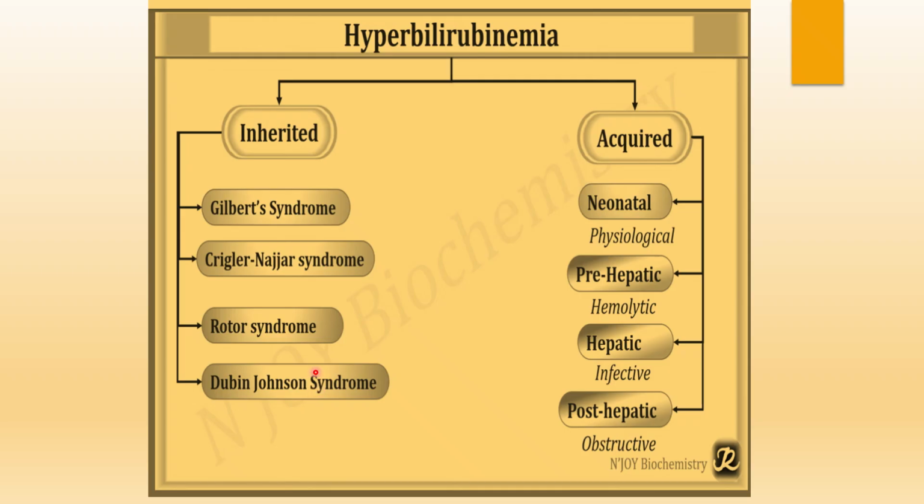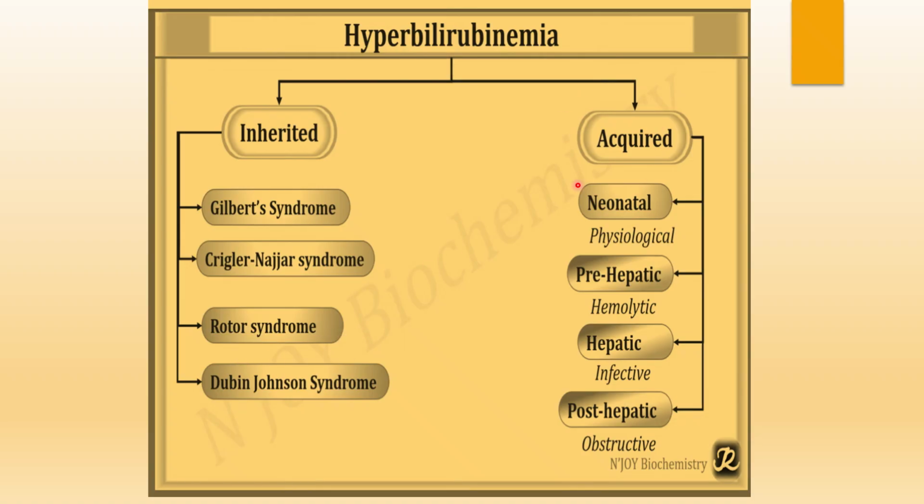The next is Rotor syndrome. It is somewhat similar to Dubin-Johnson syndrome, but the exact defect is not clear. Definitely bilirubin excretion is defective and there is no staining of the liver in this condition. That is also an autosomal recessive disorder.